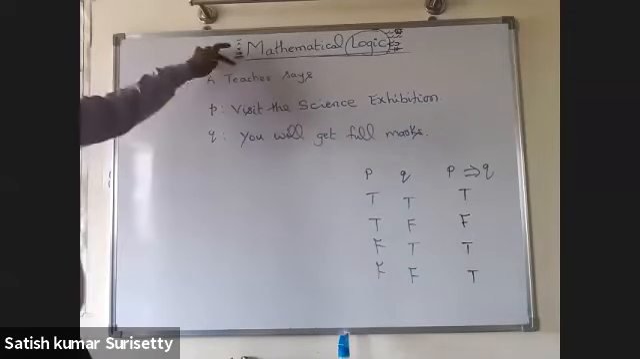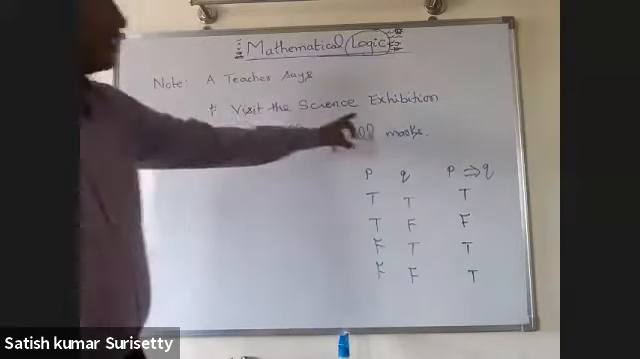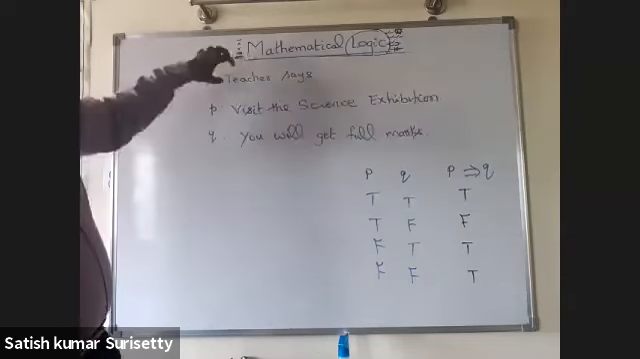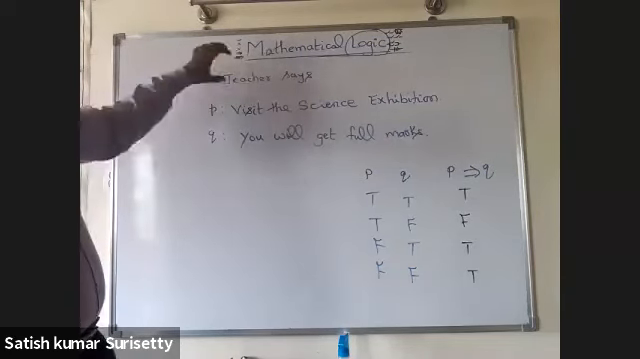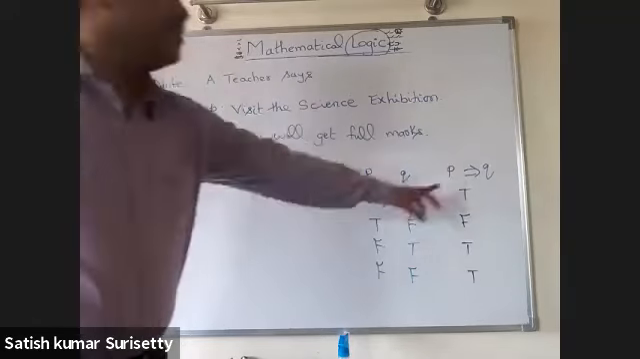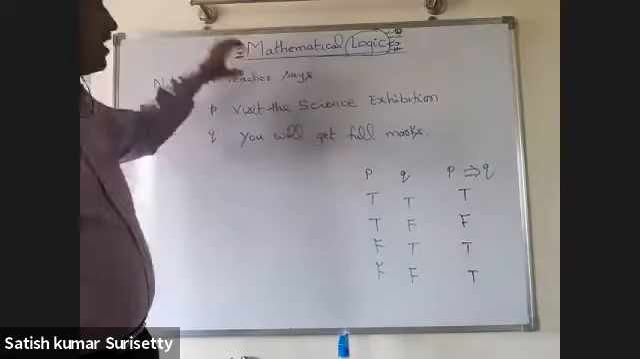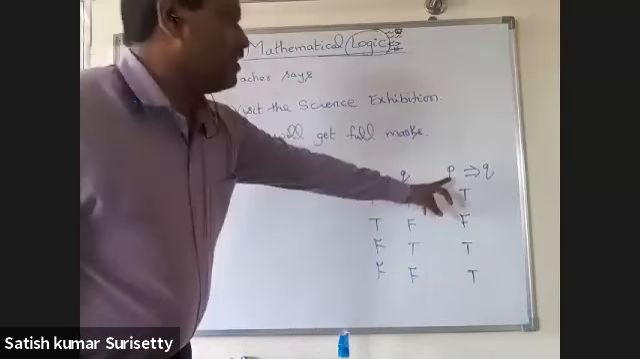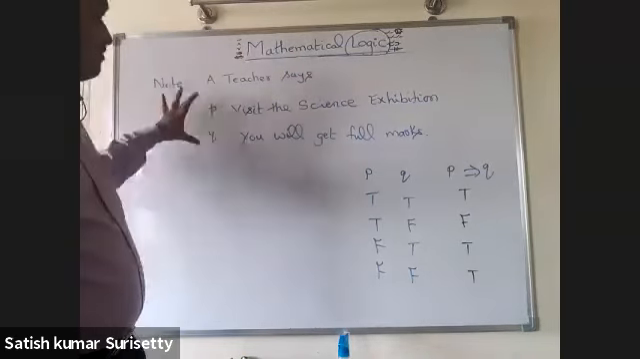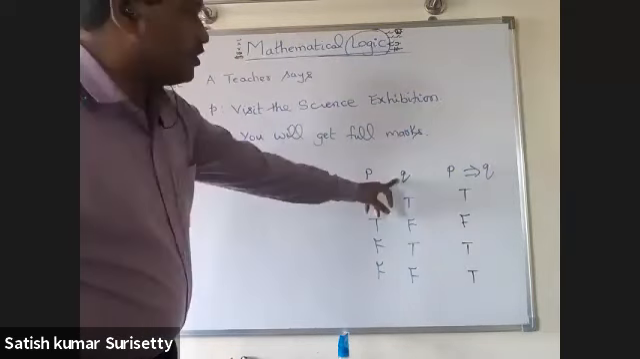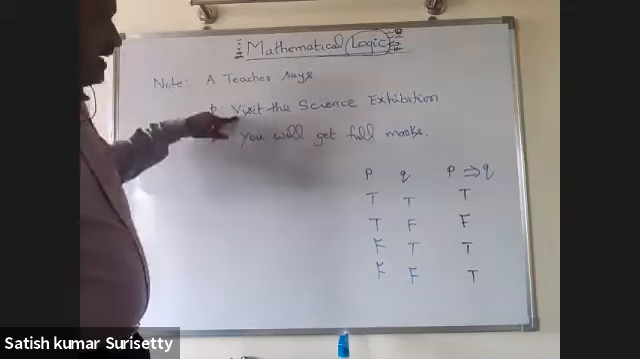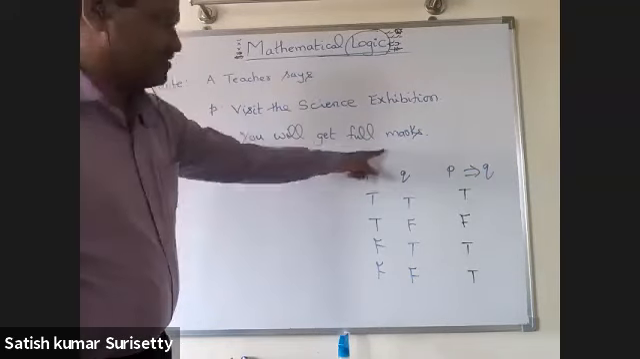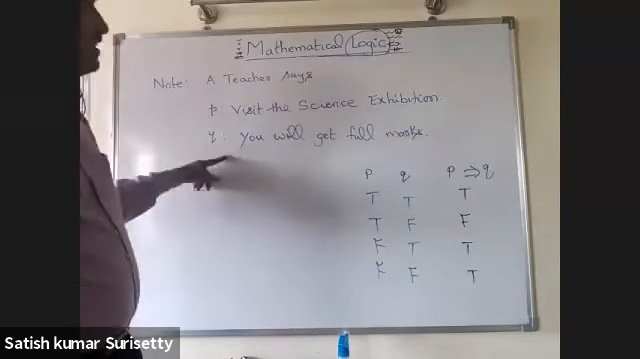A teacher says, if the student visits the science exhibition, then he will get full marks. That means the conclusion of the teacher will be considered the truth value of the conditional statement. Now, let us take it case by case. P is true, Q is true. What is the meaning of this? You are visiting the science exhibition and you are getting full marks. Then what will you say about the teacher's sentence?